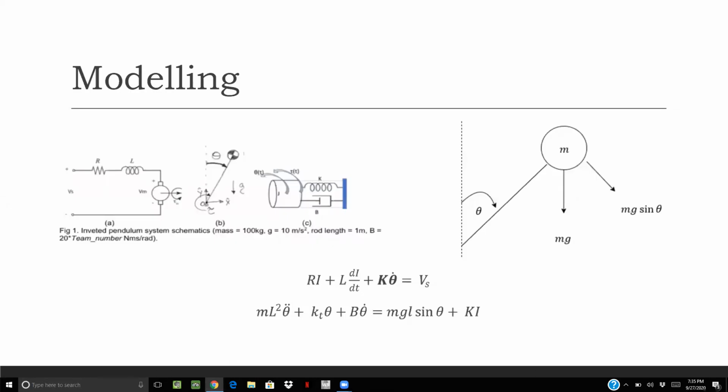All right, modeling. The pendulum is in its upright position and can be taken as an inverted pendulum. Here, the gravity acts to destabilize position. We design a controller to keep the pendulum at a stable position.